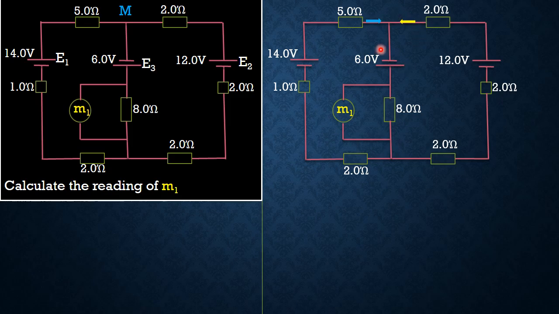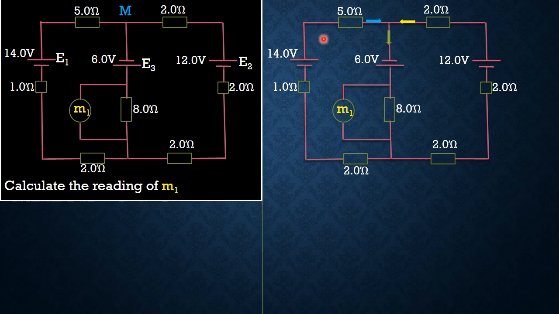Then since the 6.0 volts is the smallest among all the cells, it has to be receiving current. So in this case, the arrow has to be pointing downward. Great. Now that we have inserted all the current directions, let's give the currents names.